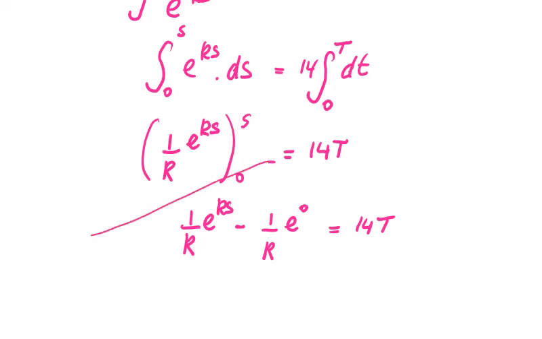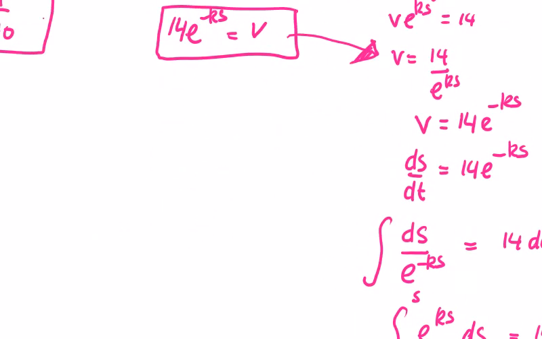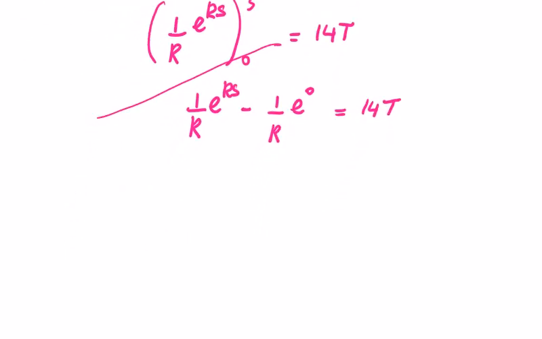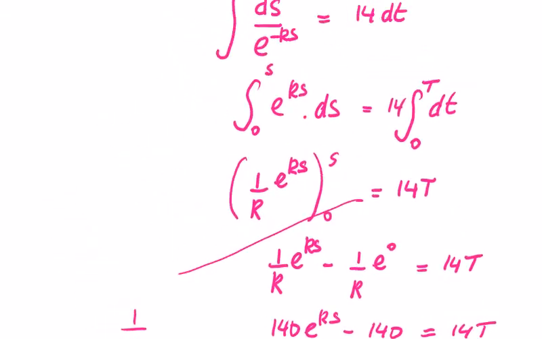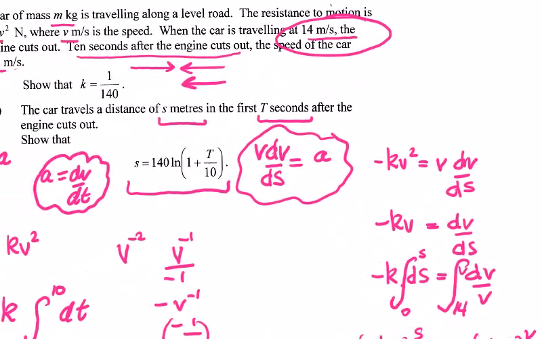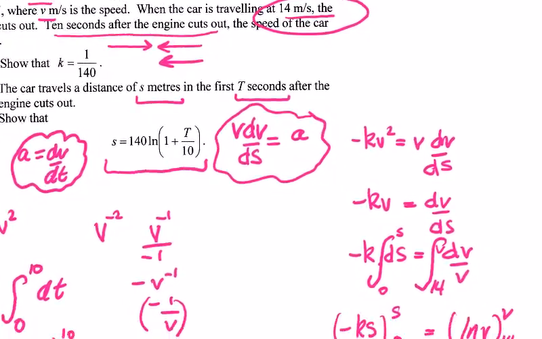K was not a straight line. K was 1 over 140, wasn't it? 1 over 140. So 1 over 1 over 140 is 140 over 1. So that's 140 e to the power of Ks minus 140 is equal to 14t. Divide by 14 to get, well, I could divide by 14, but what are we looking for? We are looking for S is equal to, so we need here S on its own.